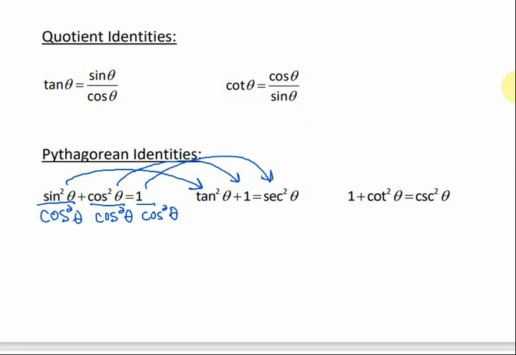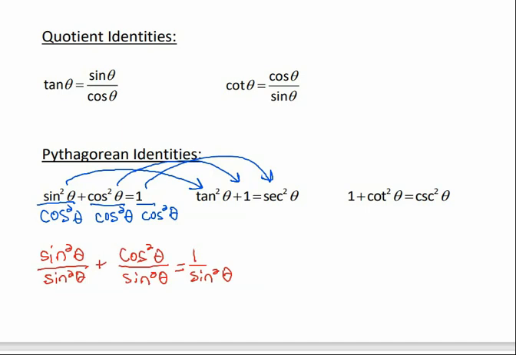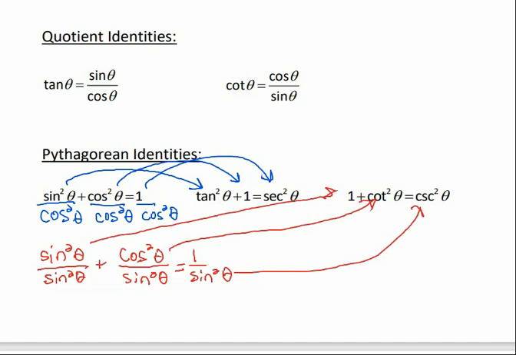All right, so then if we were to take the original Pythagorean identity and divide everything by sine, like I've done here, then we can get the third Pythagorean identity. Sine squared theta divided by sine squared theta, of course, is 1. Cosine squared theta divided by sine squared theta would be cotangent squared theta. And then 1 over sine squared theta is cosecant squared theta.